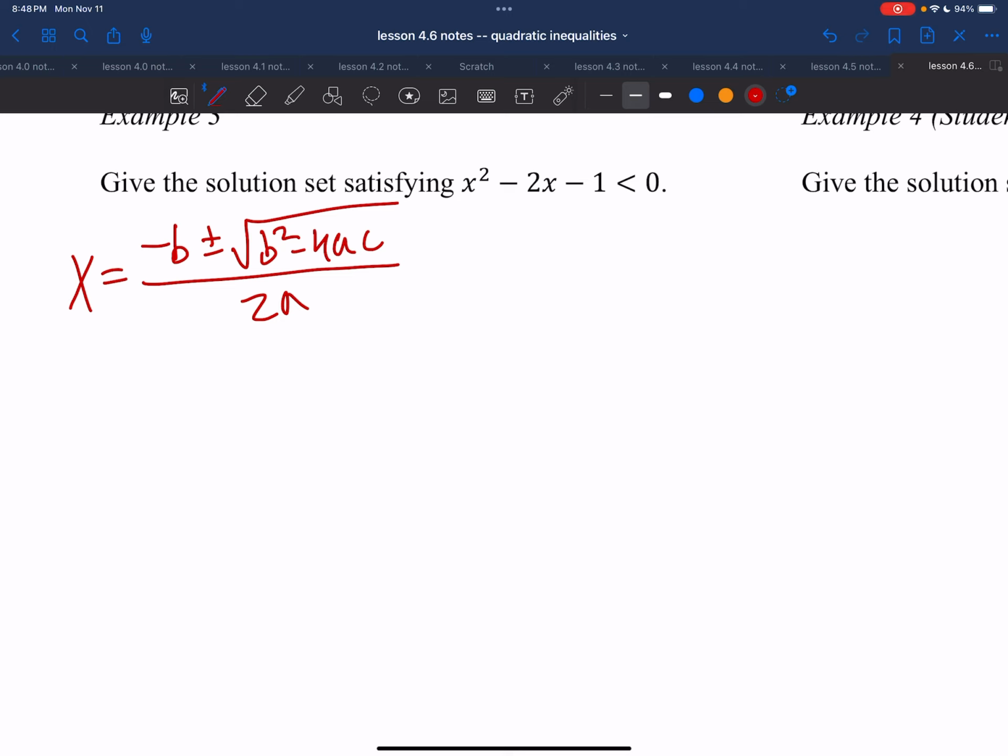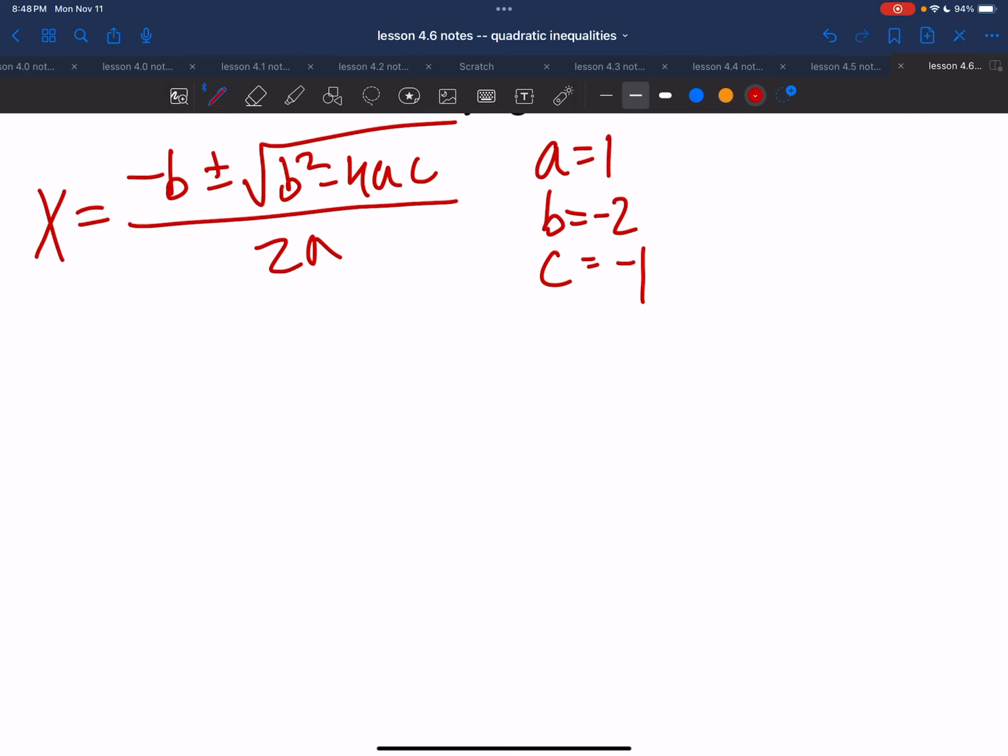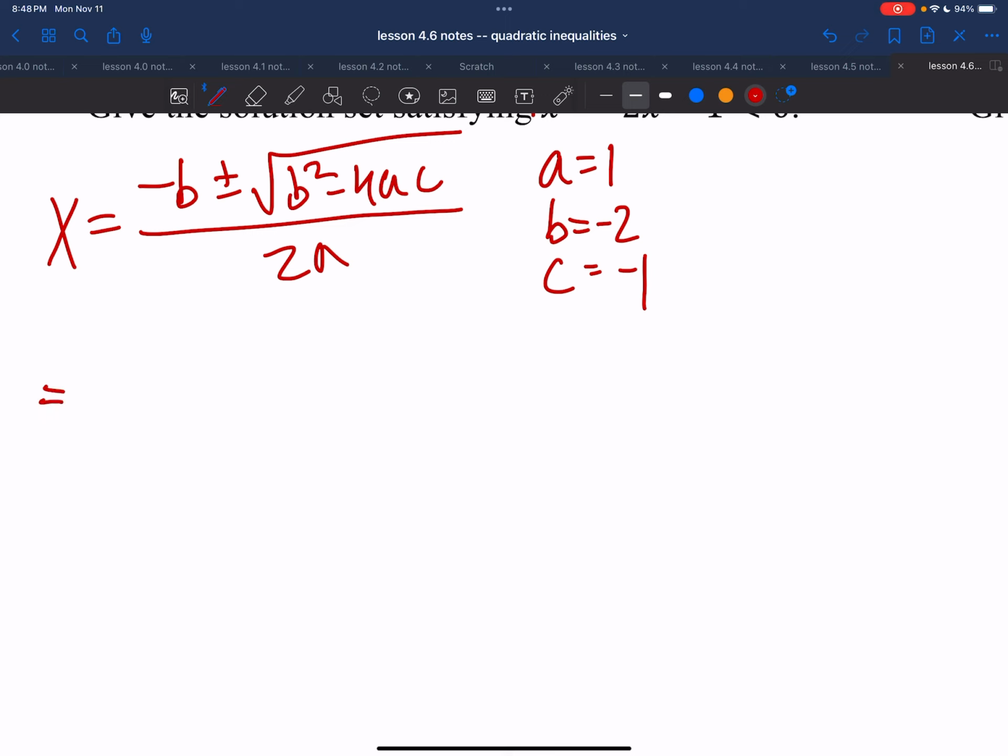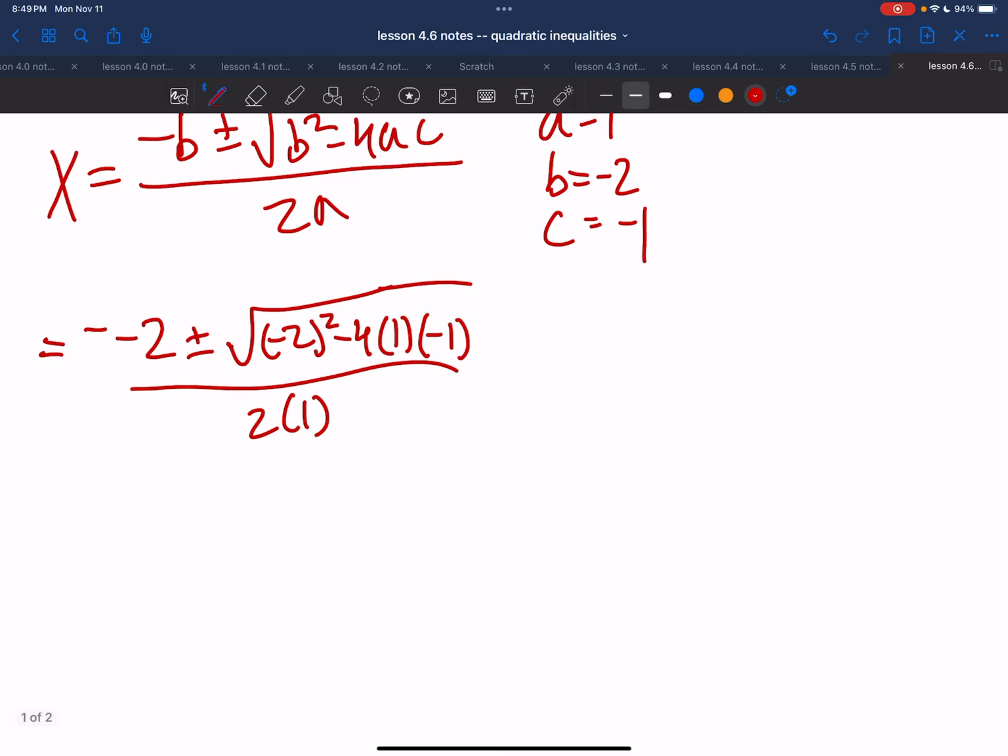What we're referring to is a, b, c from standard form, ax squared plus bx plus c. So from this I can say a is 1, b is the coefficient -2, and c is -1. I'm just going to take these numbers and plug them into the quadratic formula. So -b is -2, a little double negative if you like. And this is -2 quantity squared minus 4 times a is 1 times c is -1, all over 2 times a is 1.